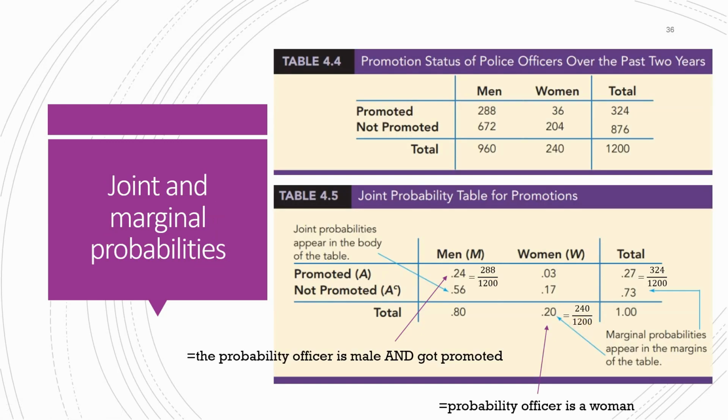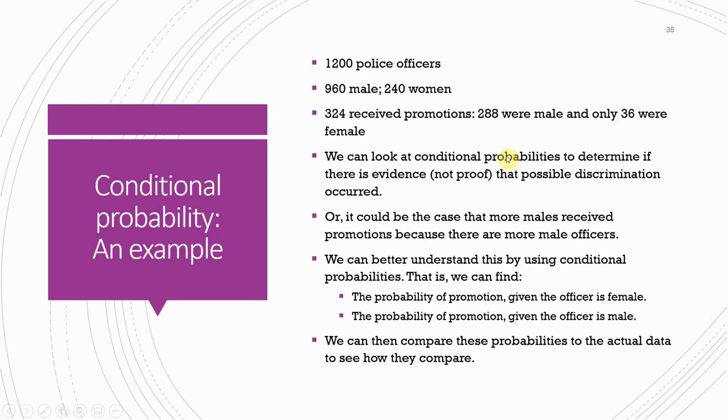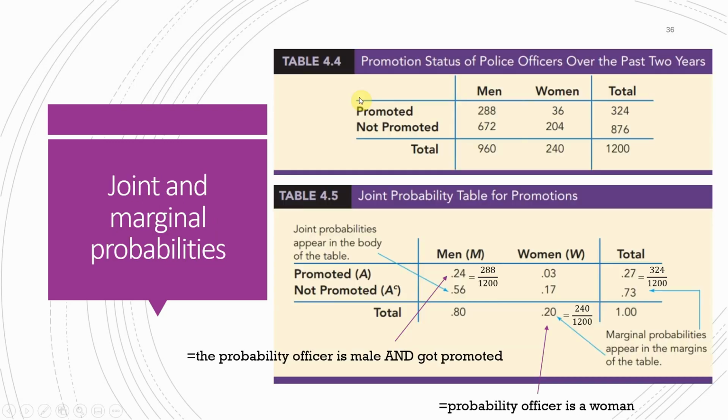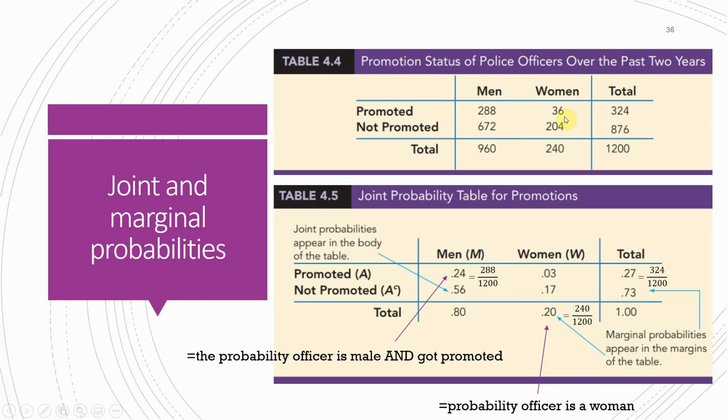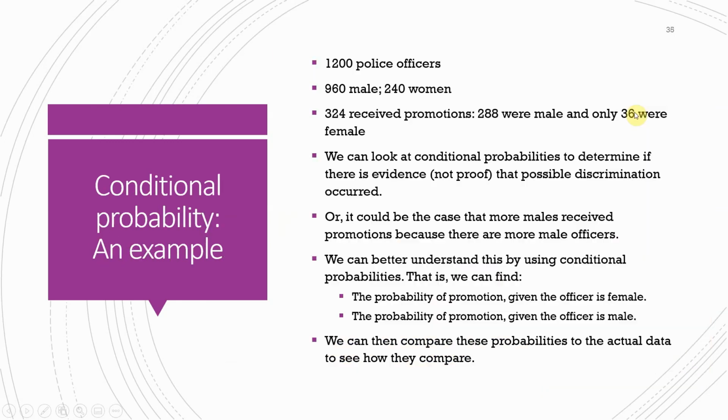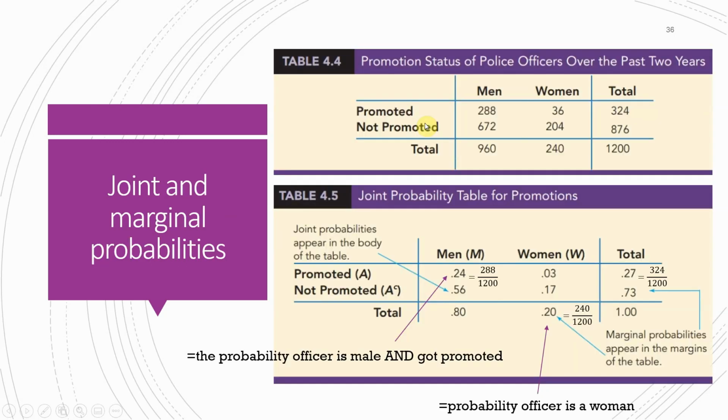So here's the data in a table. We have the males: 288 of the men were promoted, the rest were not promoted, so this is the total number of men. We can check that: there were 960 men. For women, there were 36 that were promoted, 204 that were not, out of a total of 240. We have 240 women, and 36 were females that were promoted. Then we can add these together to find out that 324 people received promotion. Total samples: 1,200. Here's the total number of males and females. So we have all the information.